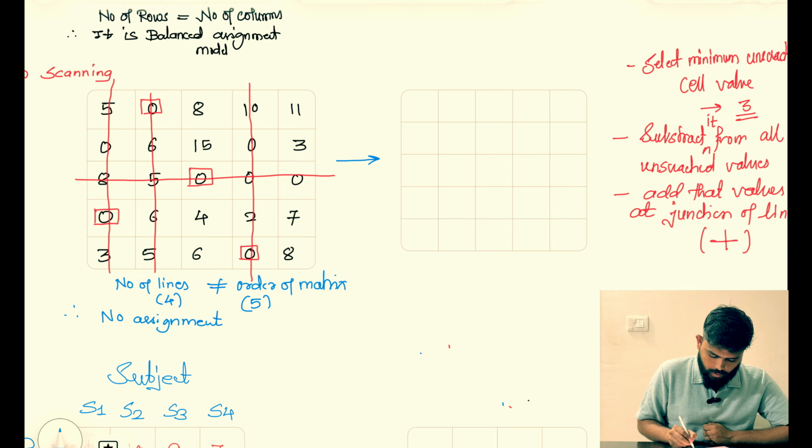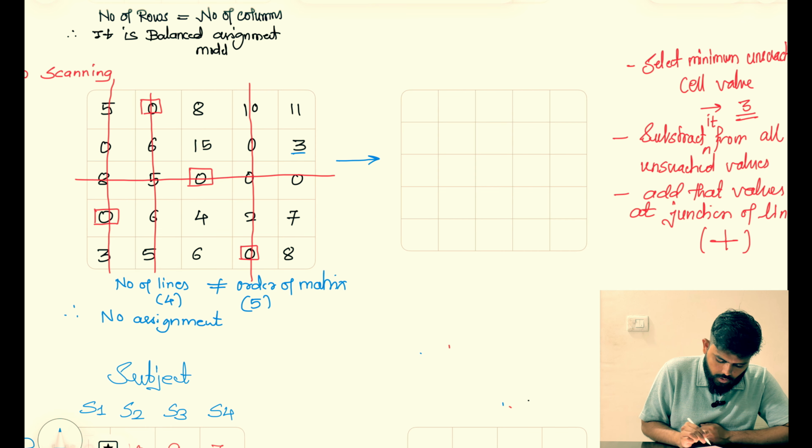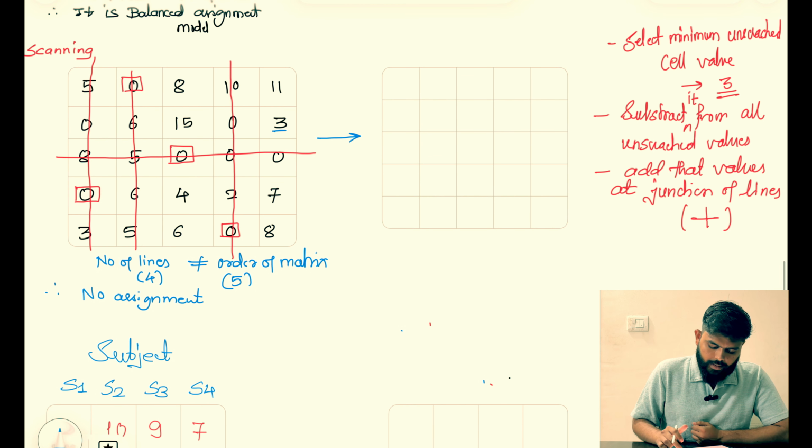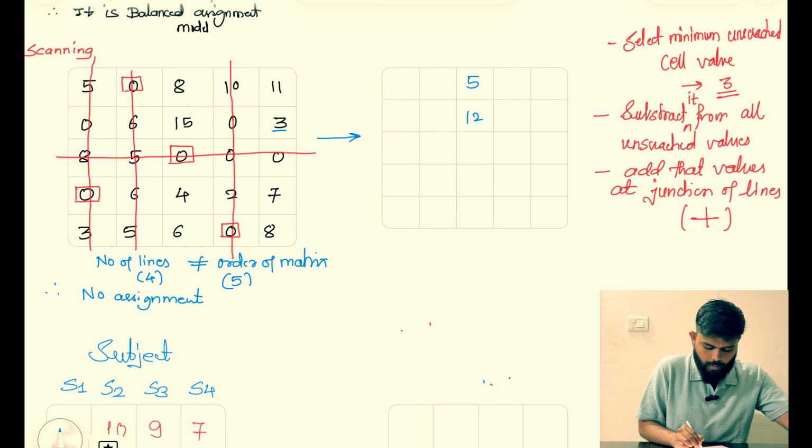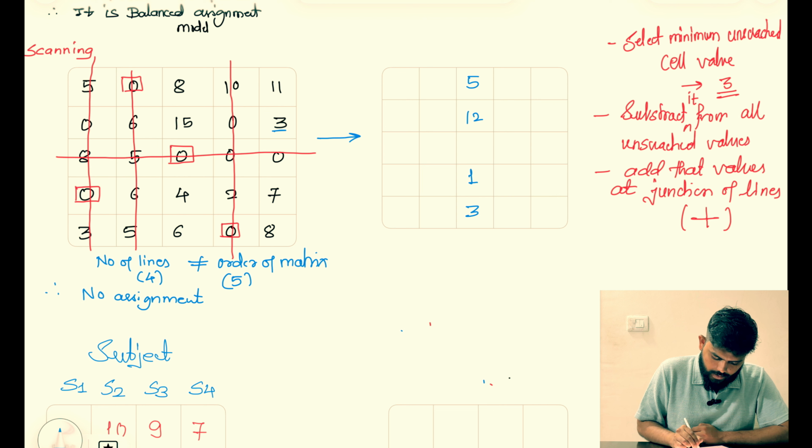So we have written that we will identify all the unscratched values, and in those unscratched values we will identify the least value. So 3 is the least value. We will subtract that least value from all other unscratched values. So we have 8 minus 3 as 5, 15 minus 3 as 12, 4 minus 3 as 1, 6 minus 3 is 3, 11 minus 3 is 8, 3 minus 3 is 0, and 7 minus 3 is 4.